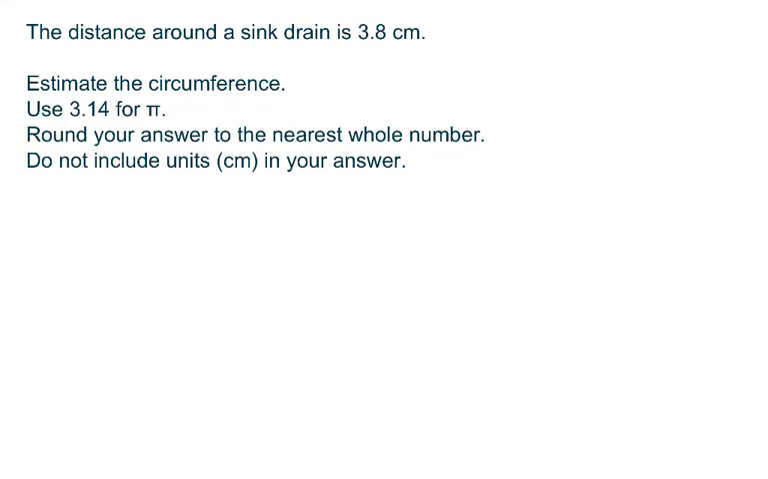The distance around the sink drain is 3.8 centimeters. Estimate the circumference. Use 3.14 for pi and round your answer to the nearest whole number. Do not include the units in your answer. Let's start with a sketch.